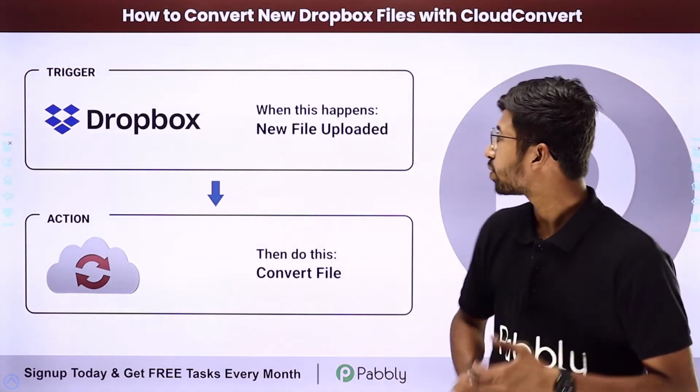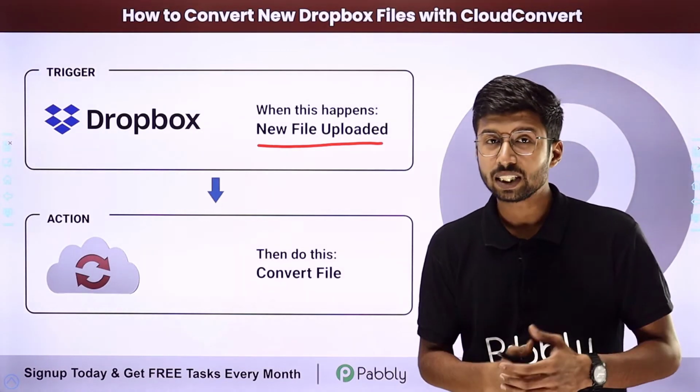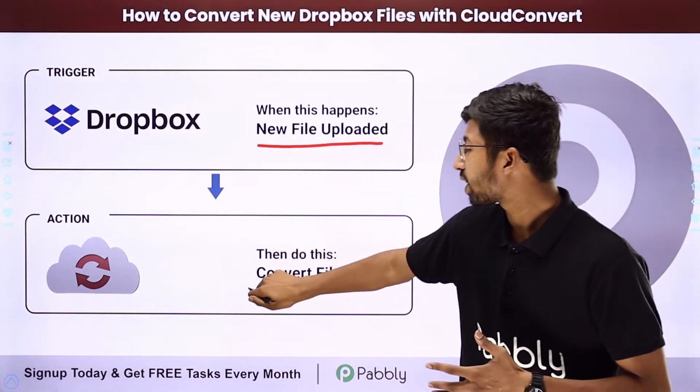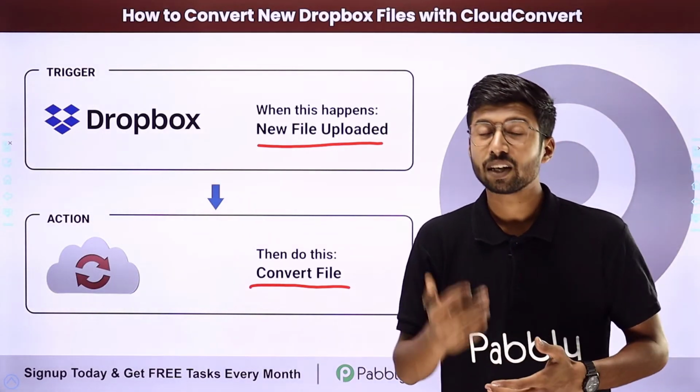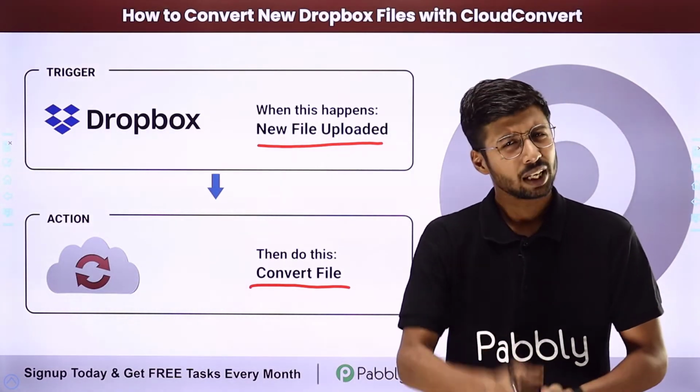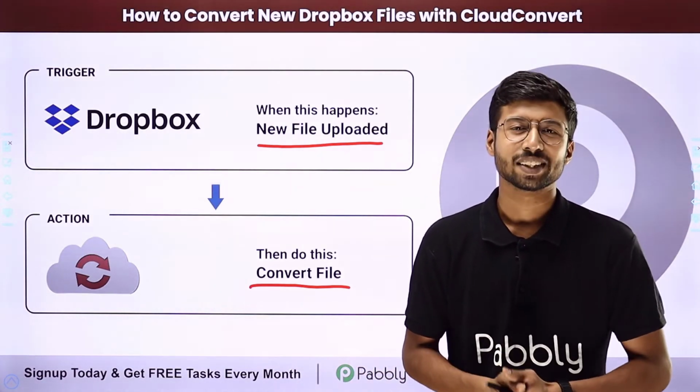So the trigger of this automation will be a new file uploaded on our Dropbox account. Then we will get those new file details. Using CloudConvert, we will convert those files into a specific format and then again we will upload that newly converted file into a Dropbox account. Now how can you set up this automation? To know this, you have to come with me to my screen.